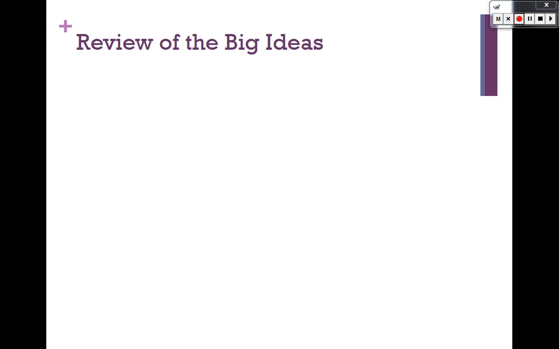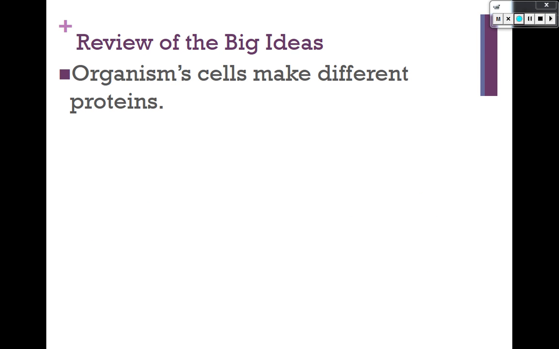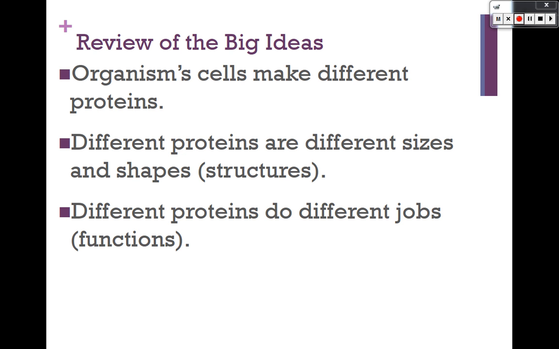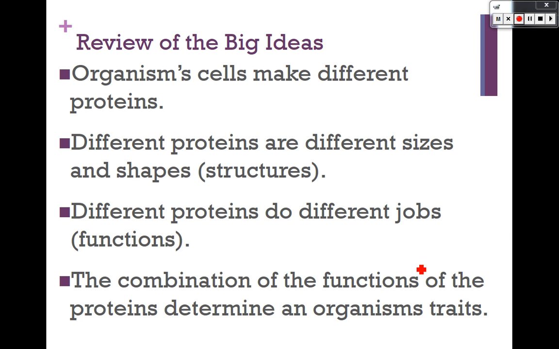So let's review that. An organism's cells make different proteins. Different proteins are different sizes and shapes. Different proteins do different jobs. They have different functions. And the combination of the function of the proteins determines an organism's trait.